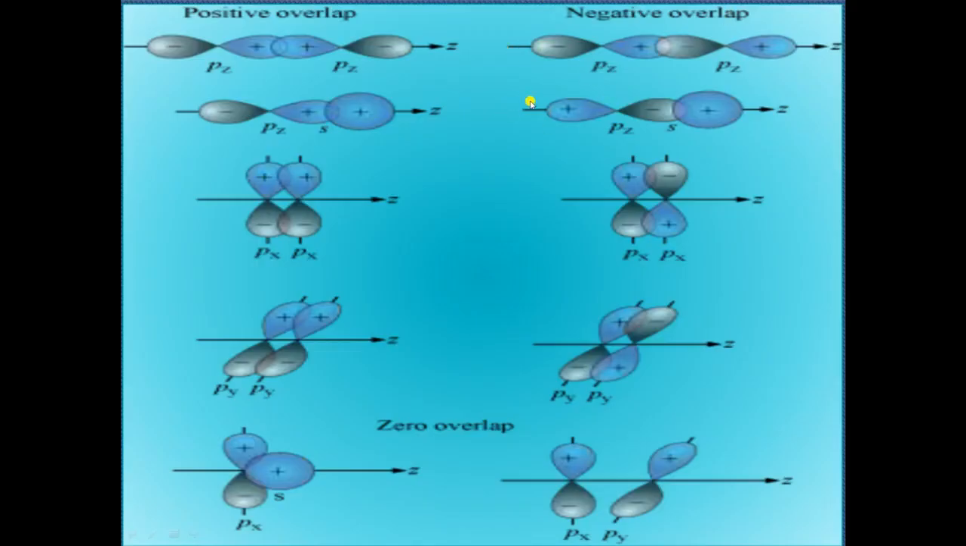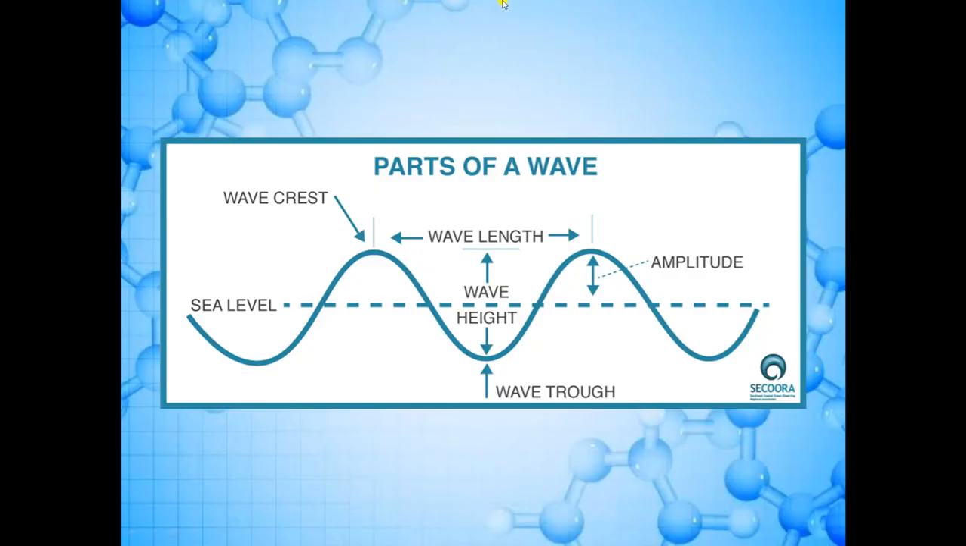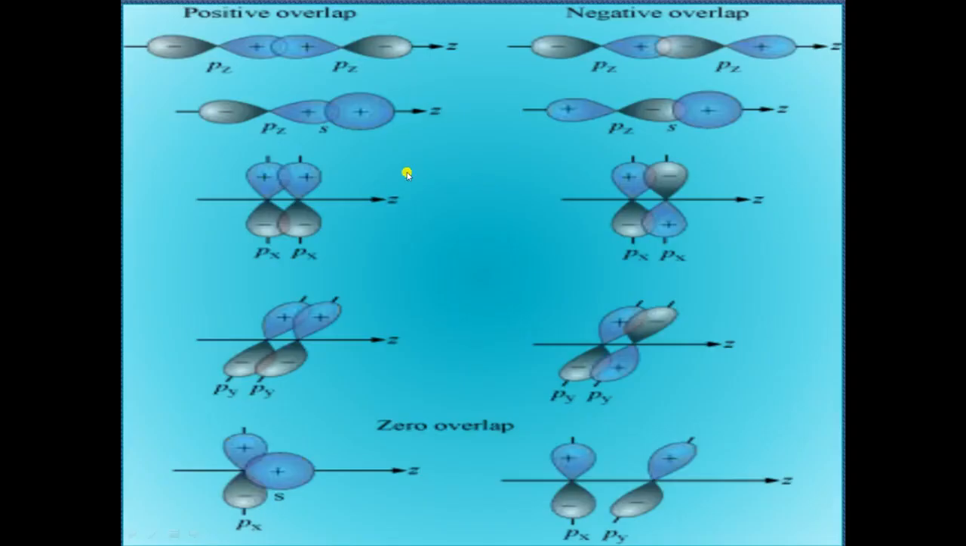Now this is a diagram which shows positive overlapping and negative overlapping between the orbitals. Orbitals are like electron waves. So these are the waves. As you can see in a wave, there is a crest and a trough, right? So there is a positive part as well as a negative part. So here in orbitals also we will represent by sign convention that this one is positive and this one is negative. When a positive part overlaps with a positive part, there will be positive overlapping and formation of a covalent bond. But when positive overlaps with negative, there will be negative overlapping and formation of a bond will not take place.